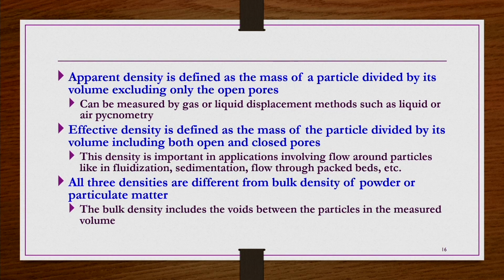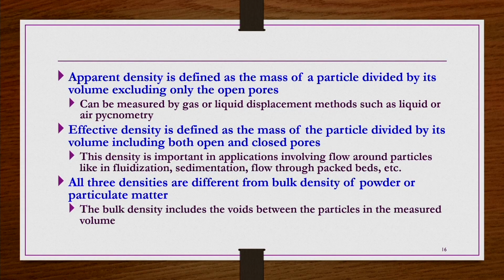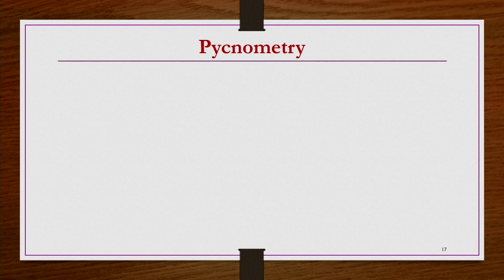Whatever true density, apparent density, and effective density we have seen, they are for an individual single particle. But if you take a particulate powder material of such small particles, there are interstitial spaces also, so that volume is also there. That is the reason this is going to be different from the application point of view. The bulk density includes the voids between the particles in the measured volume of the sample that we have taken.